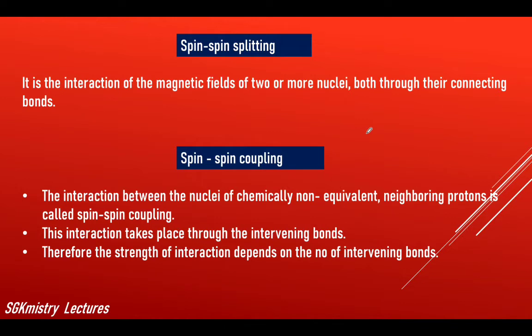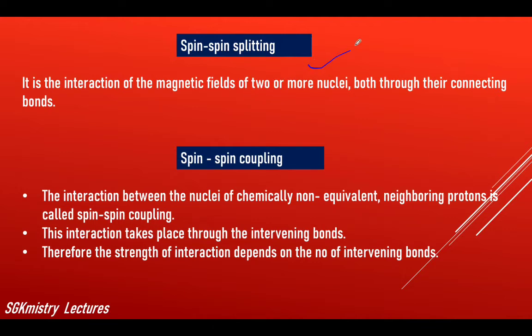Next, coming on to something you have seen in the previous spectra, when I showed certain NMR spectra, you have seen that there are some splittings in the peaks. So what is the splitting? Why does the splitting occur and what is it called? This splitting is called spin-spin splitting.